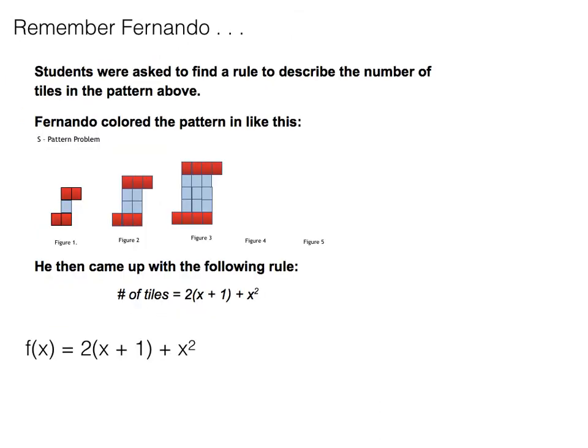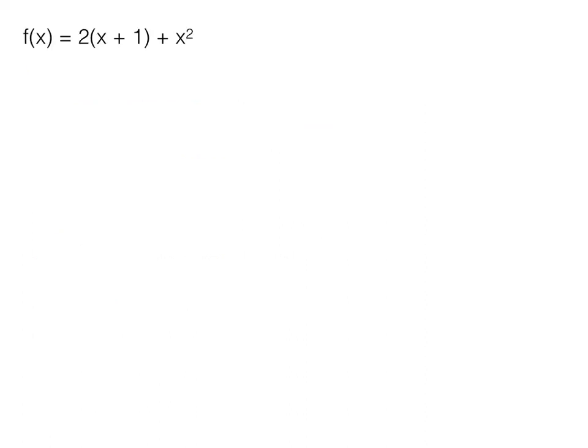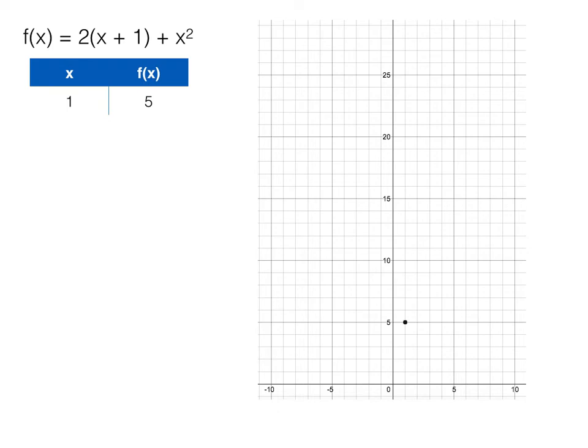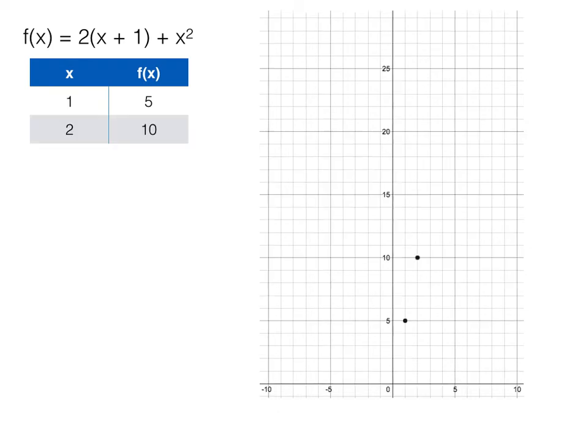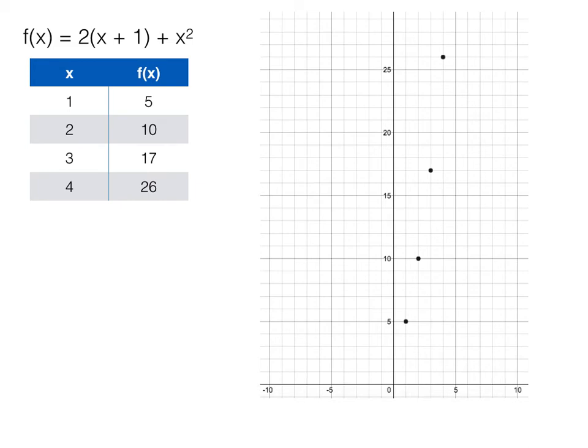But remember Fernando. Fernando came up with this function as an equation when trying to describe how many total tiles there were. And we can explore this with a table as well, right? We have when in the first figure there were 5 total tiles, and we could graph that. 1, 5. We could do the second figure had 10. Third figure had 17. The fourth figure, which wasn't really drawn, had 26. And that one's a little harder. Do those points line up to make a line? It's kind of hard to tell. We have the equation. It doesn't really look like the equation of a line.